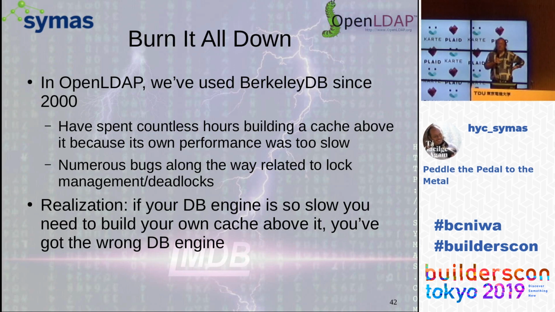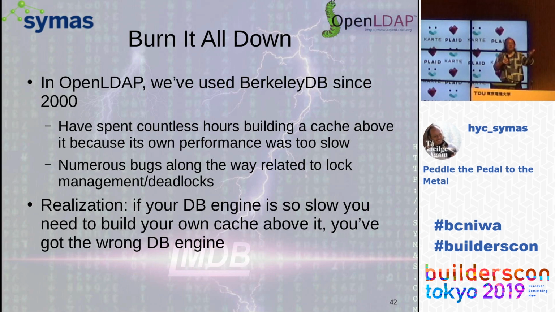So in OpenLDAP, we've been using Berkeley DB for a long, long time, at least 15 years now, and we've spent endless hours on the code to make it perform very well, because on its own, Berkeley DB is very slow. It was too slow to use just as a native backend. So in our own benchmarking and testing, we said, okay, we can speed this up by putting a cache in front of it. And that always seems to be the solution.